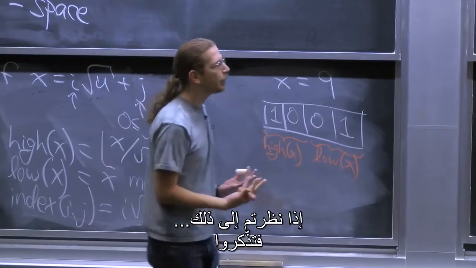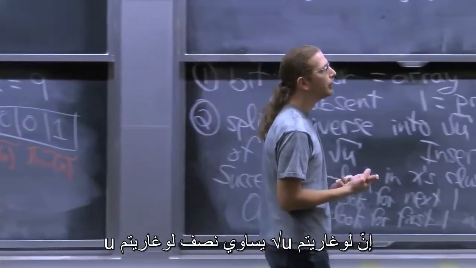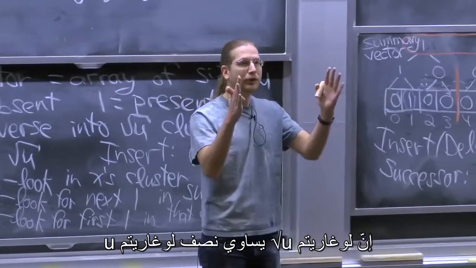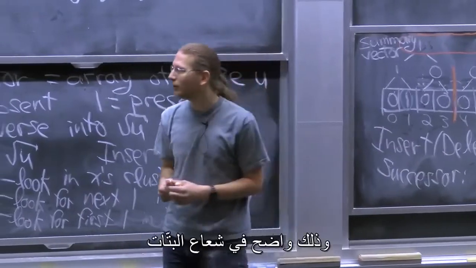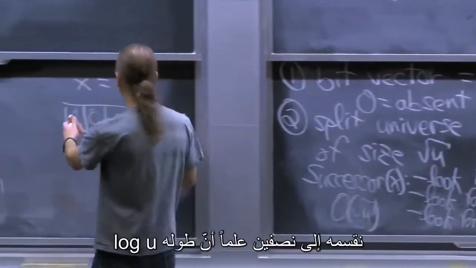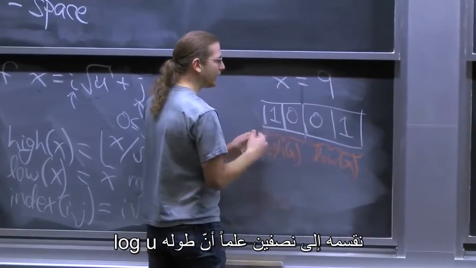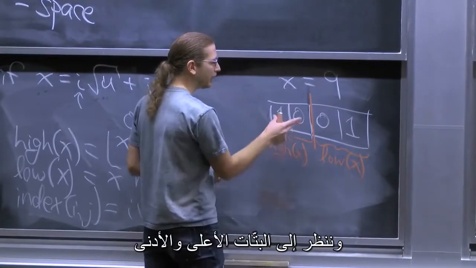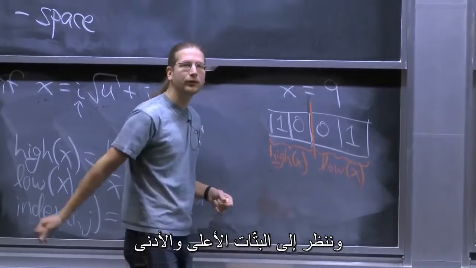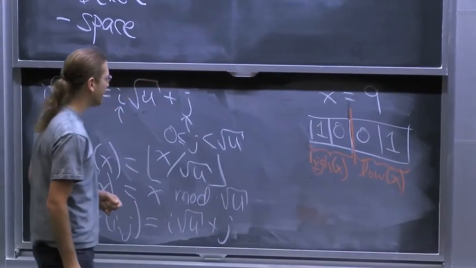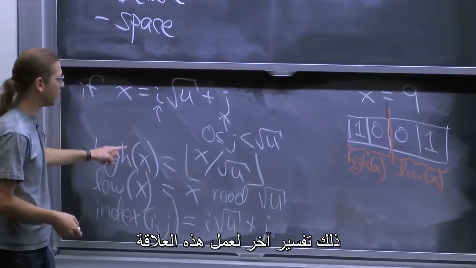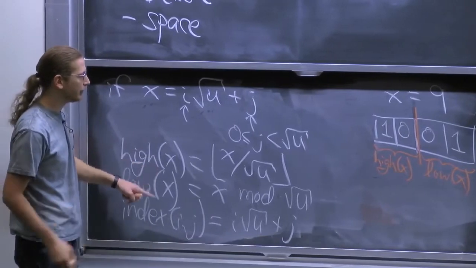And if you think about it, remember when we take the square root of u, in logarithm, it takes log u and divides it in half. So it's exactly in the bit vector, which is log u bits long, we're dividing it in half here and looking at the high bits versus the low bits. Okay? So that's another interpretation of what this is doing.